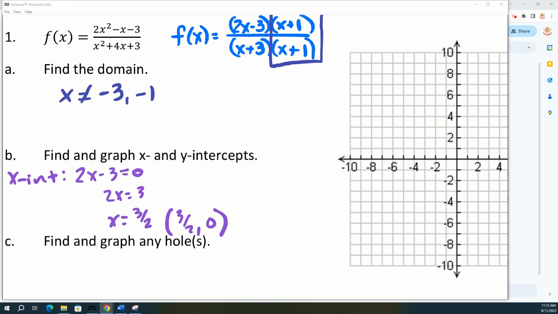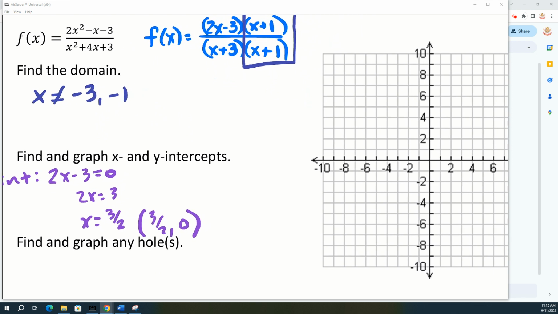All right, now this wants us to graph it. So on the x-axis, we are going to put a point at 1.5 because that's what 3/2 is. And then for your y-intercept, we're going to put 0 in. I'm just going to go ahead and use the original. So what do you get when you put 0 in? -1. And I will graph that.